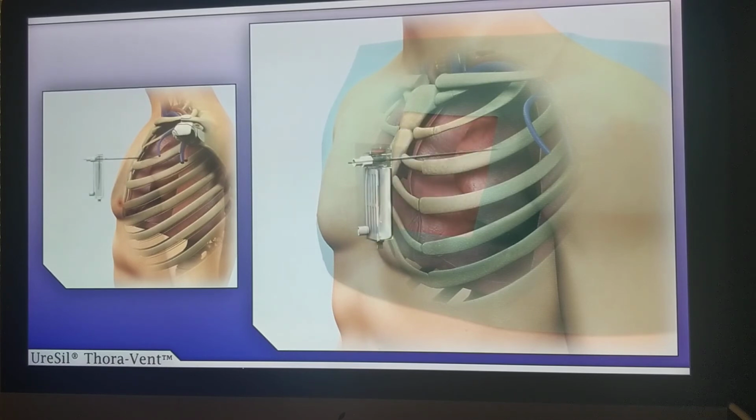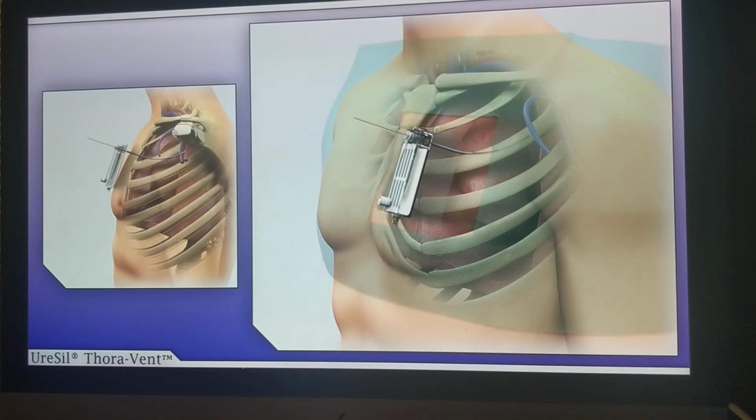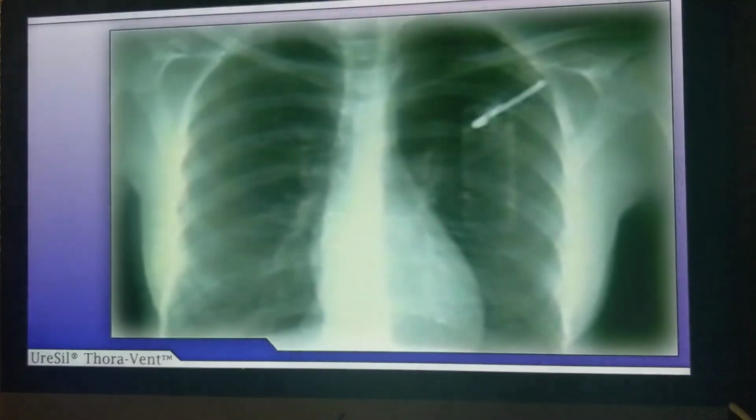If an alternative to the trocar insertion method is desired, an 11 French wide by 13 cm long over-the-wire cannula can be purchased separately to allow for a Seldinger insertion technique while using the TV1113 product code. This radiograph shows the position of the functioning Thora-vent catheter in the pleural cavity.